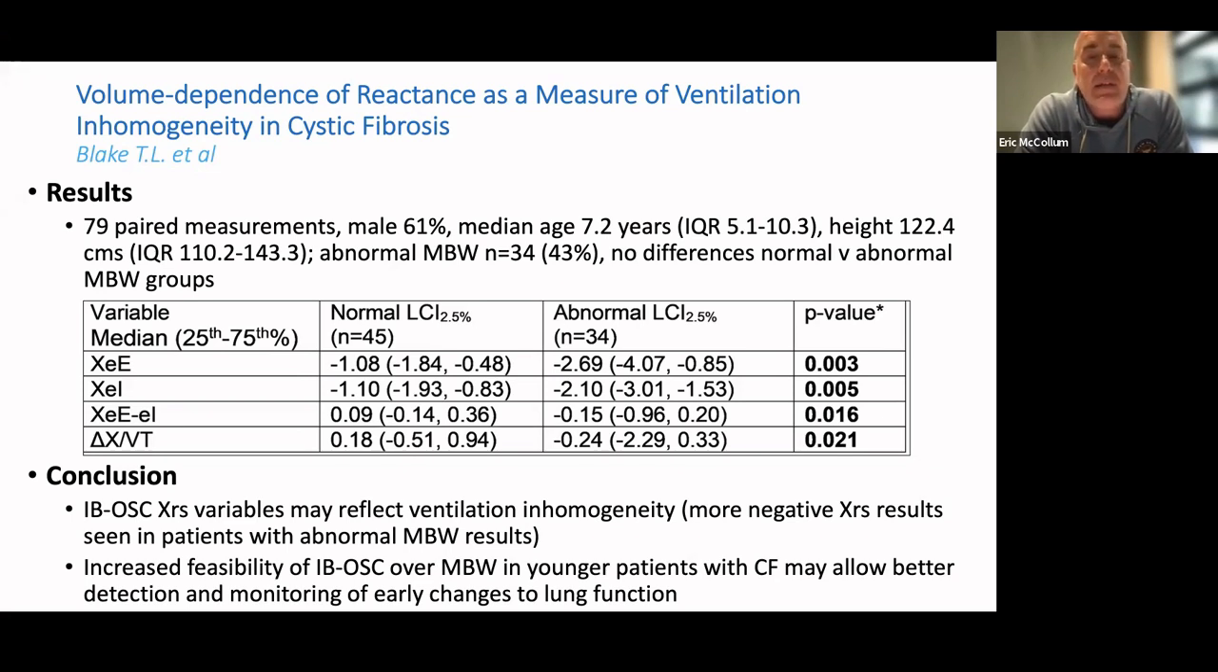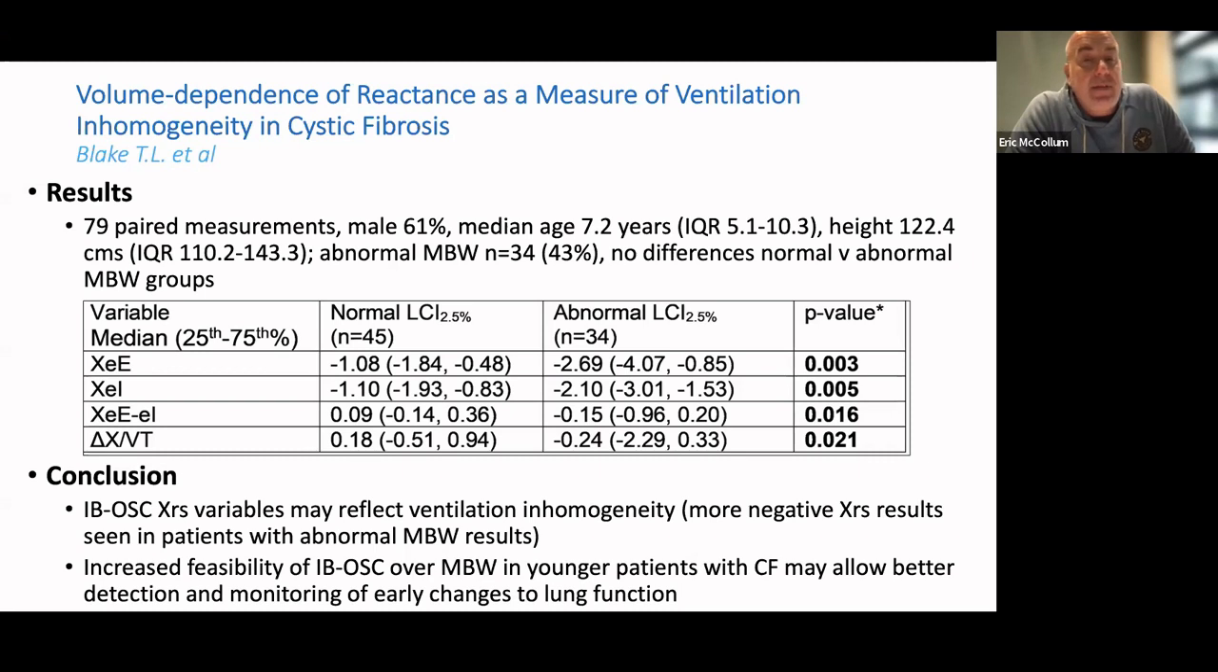And basically what you can see across the board is all of the reactance measurements are more negative, suggesting, in my interpretation, generally stiffer lungs in these groups that have the abnormal MBW. And so the authors' conclusions were that the intra-breath reactance variables may indeed reflect ventilation inhomogeneity, given these consistent relationships.